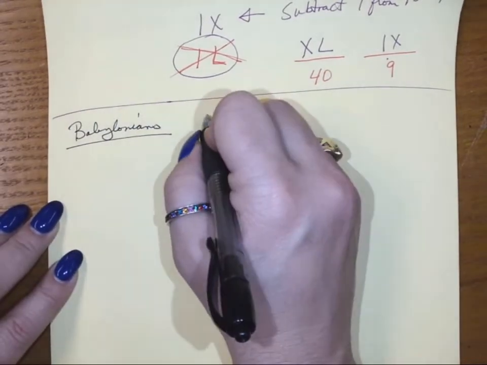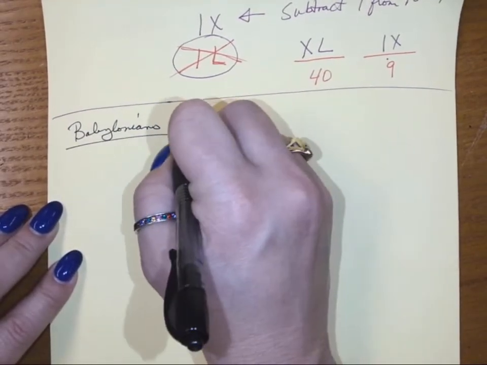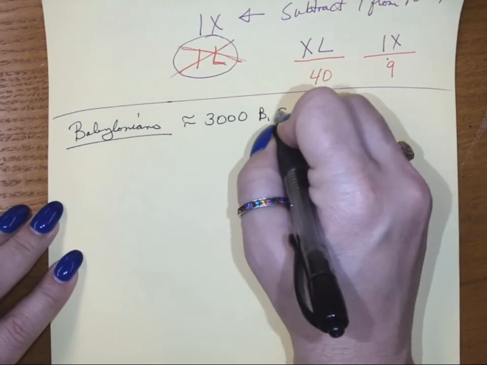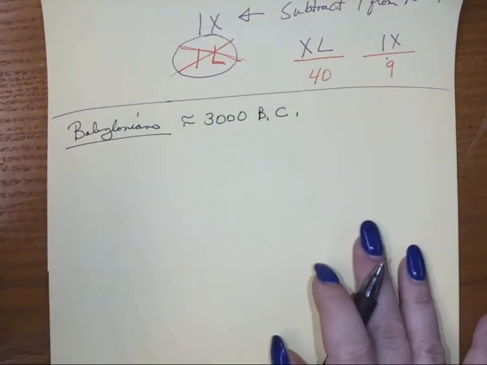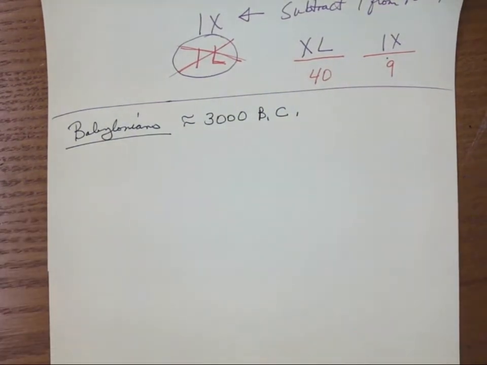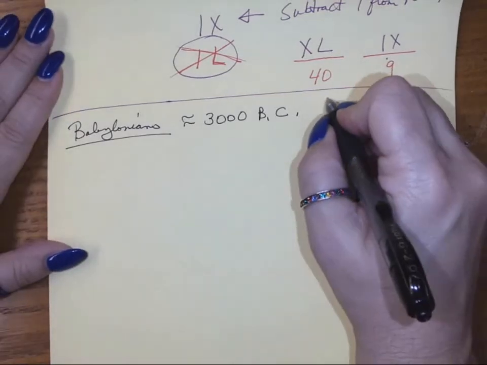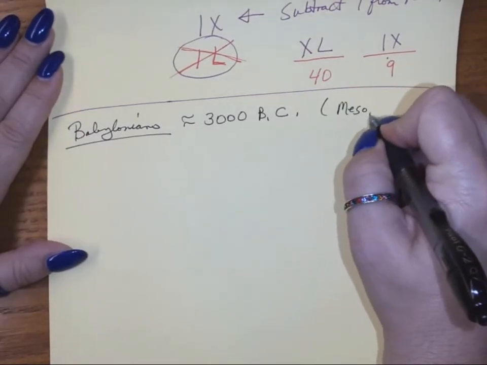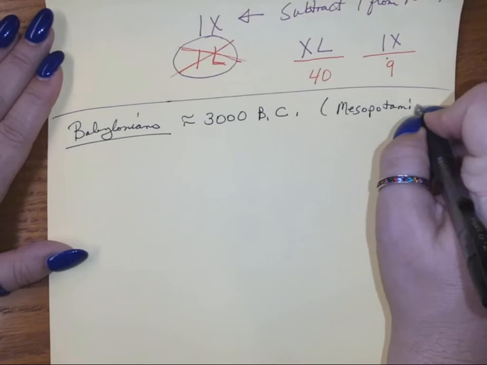Okay, and I think I mentioned the other day, they were around approximately 5,000 to 3,000 BC. It's around 3,000 BC that we start seeing that they're writing things, that they've got a number system. These guys are in Mesopotamia.